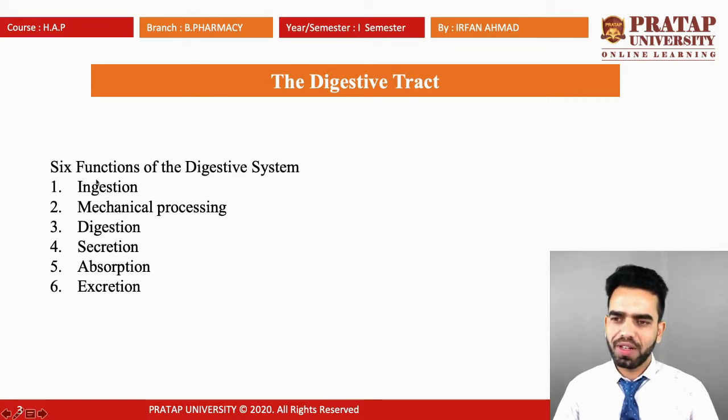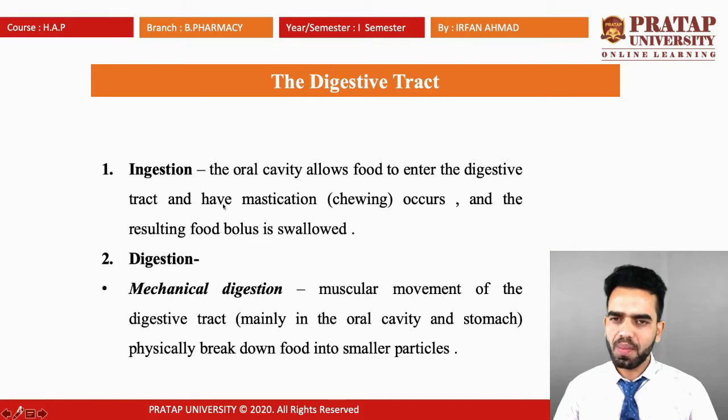We will learn about these functions one by one, like what ingestion is, what mechanical processing is, what digestion is, what secretion is, absorption, and excretion. These are the 6 functions which are performed by the digestive system in human beings. So now we will learn about these functions one by one.